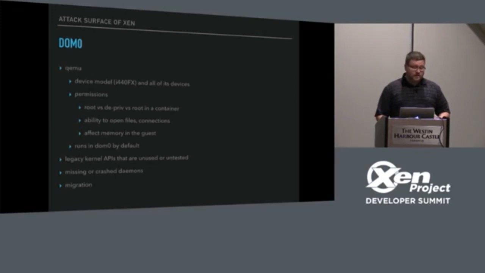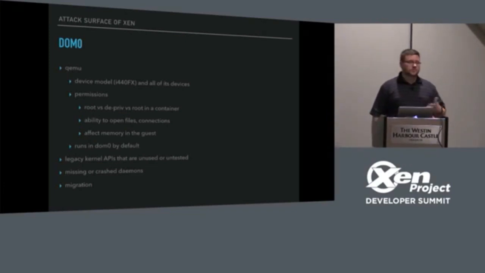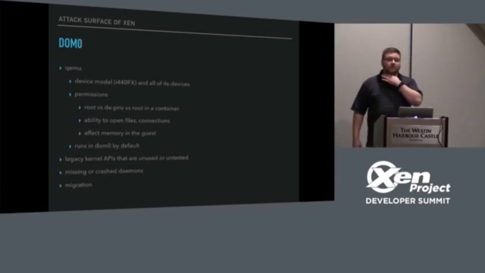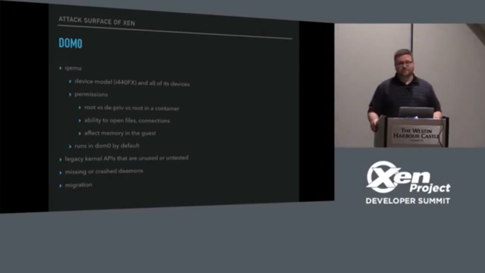With Xen, we've also got a number of legacy APIs that are unused or untested that can lead to problems. The one that I've been poking on the mailing list, for example, is that if you use proc xen bus on a modern kernel in a DomU, you're going to deadlock. And it's just unused. Then there are missing or crashed daemons. So if you have XenStore go away, let's say, what happens? Not a good thing. And obviously, I guess I included migration on two slides.